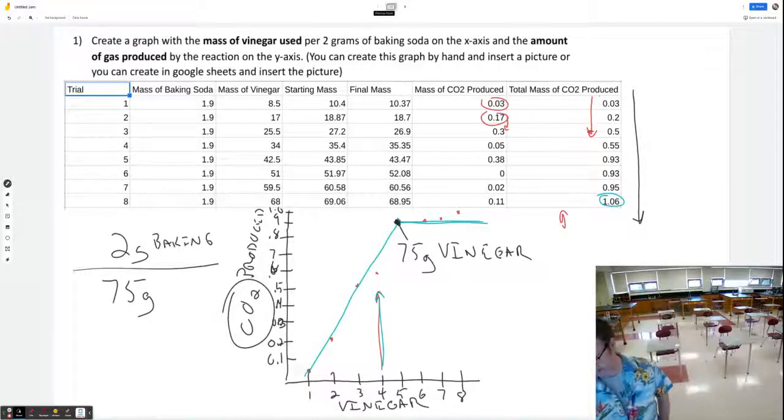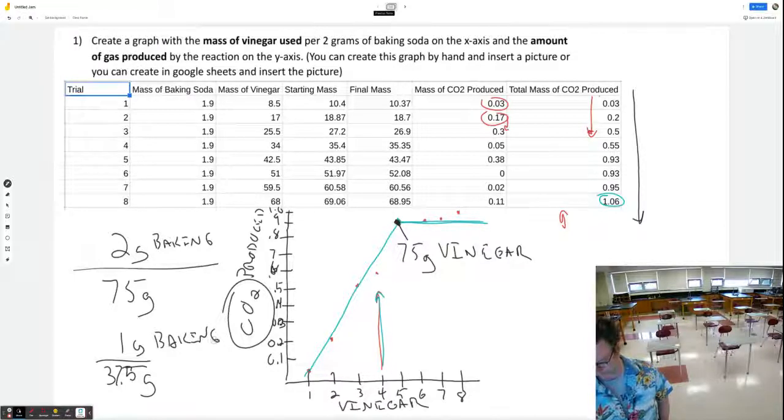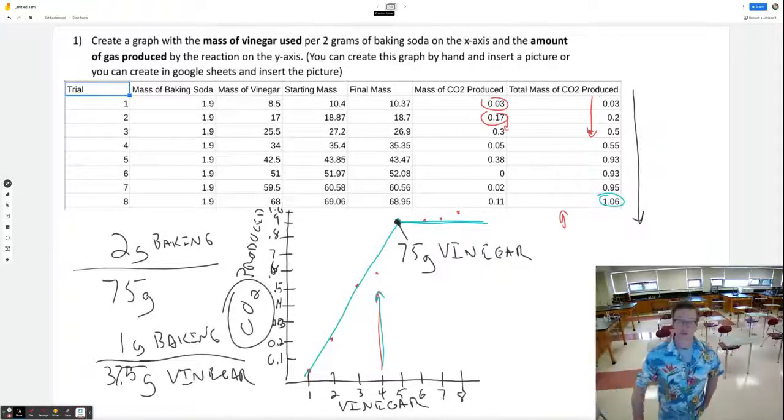And then if I wanted to simplify that, it would be 1 to 37.5. 1 gram of baking soda for every 37.5 grams of vinegar. Okay, so with my kind of made up example here, that would be the ideal ratio. For every gram of baking soda, you want to have 37.5 grams of vinegar, or for every 37.5 grams of vinegar, you want to add 1 gram of baking soda.